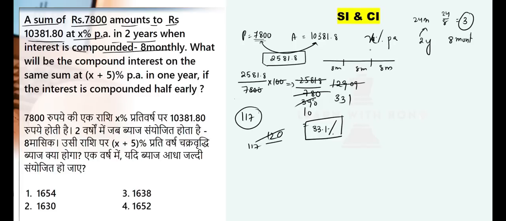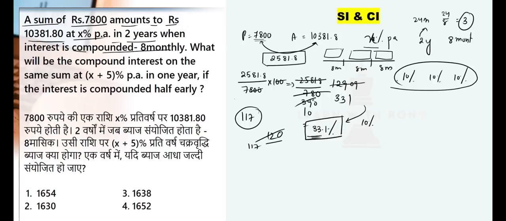Tell me what is the value of interest compounded 8 monthly so that I get effective interest as 33.1? 10% only, right? See, 10%, 10%, 10%, if I do 3 times increase, I will get 33.1. So this 10% interest is for 8 months, but x percent is per annum. So 12 months how much? 4 2s, 4 3s, 2 5s, so 3 5s, 15% is our x value here.